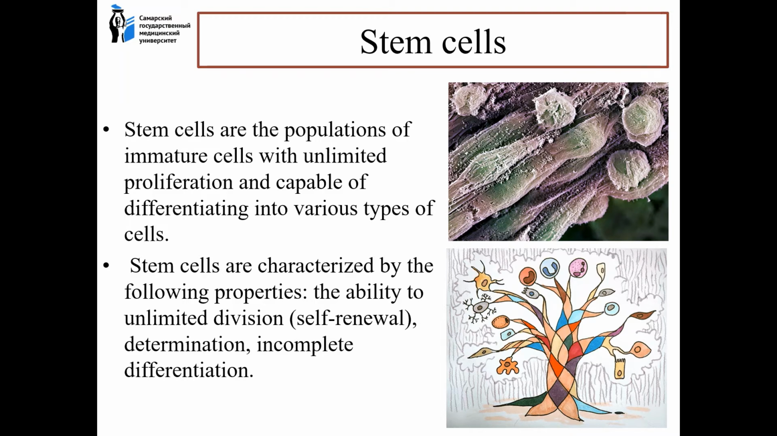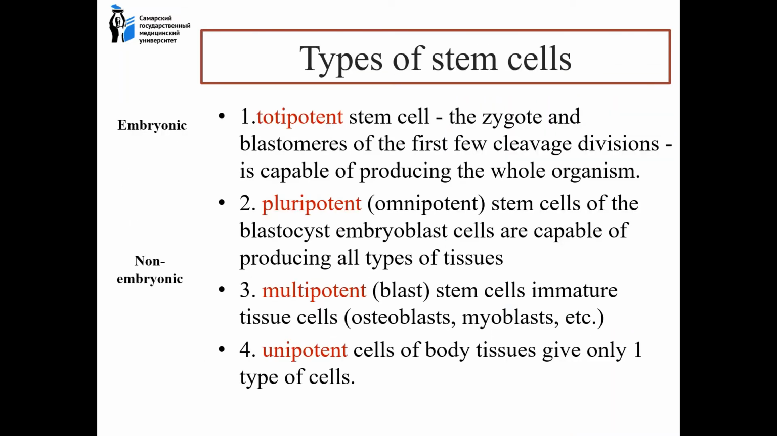There are several types of stem cells. They are on the screen. Totipotent stem cells: the zygote and blastomeres of the first few cleavage divisions are capable of producing the whole organism. Pluripotent, omnipotent stem cells: the embryoblast cells of the blastocyst are capable of producing all types of tissues. And multipotent stem cells: immature tissue cells, osteoblasts, myoblasts, etc. Unipotent cells of body tissues give only one type of cells.